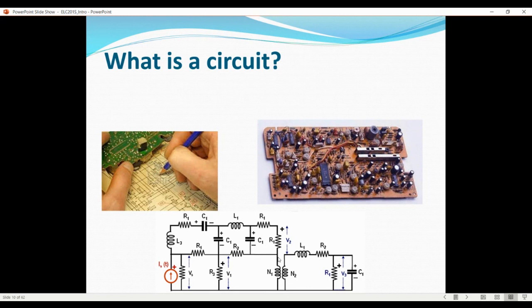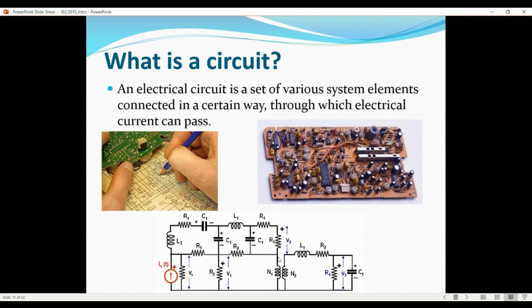So what is a circuit, right? A circuit is an electrical circuit, a set of various elements connected in a certain way, through which electrical current can pass. And of course, these elements I'm talking about are resistance, capacitance, and inductance. And we'll go into a bit of what that is. It's very theoretical, but we will be analyzing a lot of this, especially in the nature of AC.